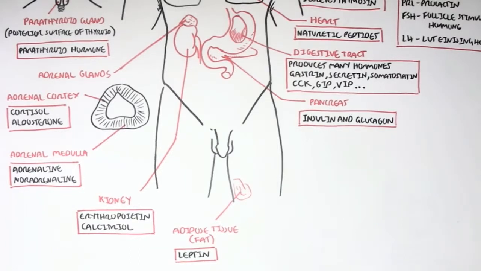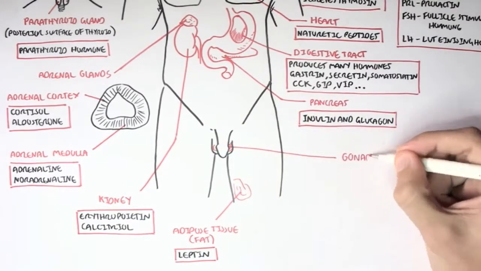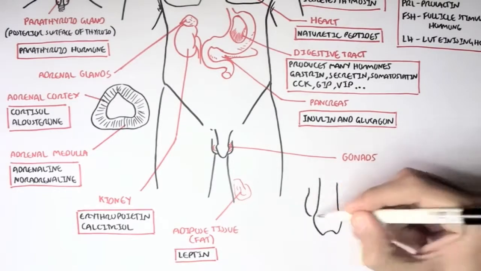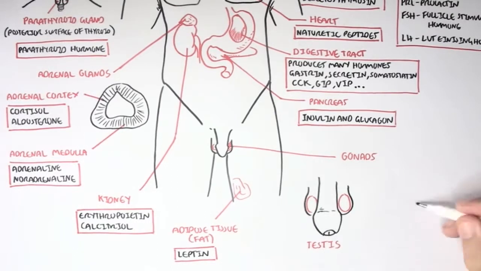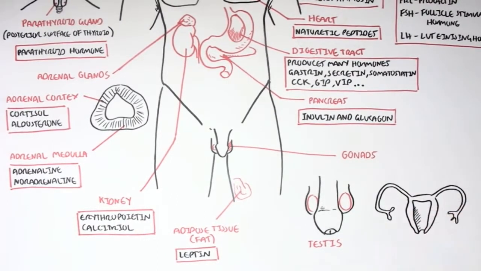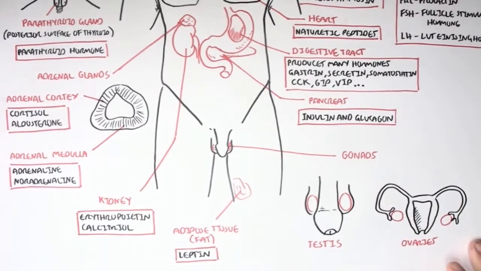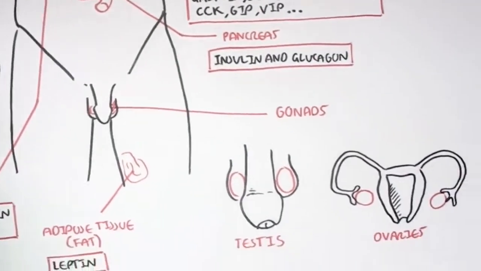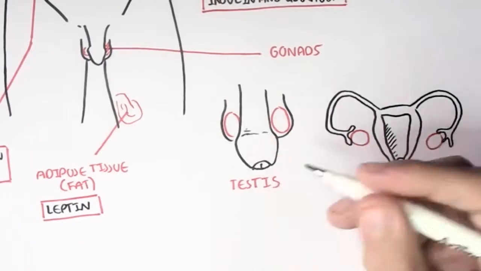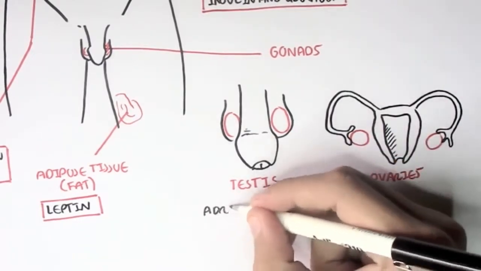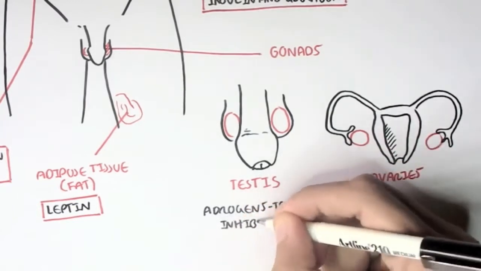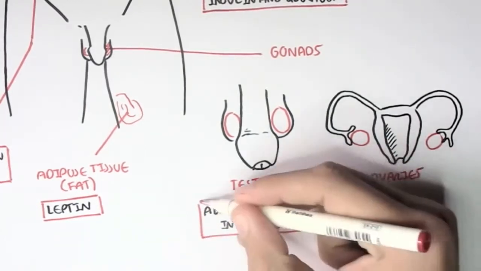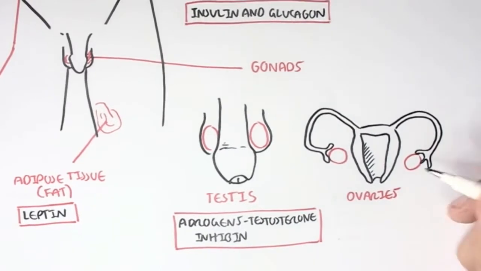The final endocrine tissue or endocrine glands I want to talk about are the gonads. Now, because we have a male and female version of humans, we have two types of gonads. We have the testes for the male and the ovaries for females. So in the testes we have cells that secrete androgens such as testosterone, which is important for promoting male characteristics as well as sperm production.